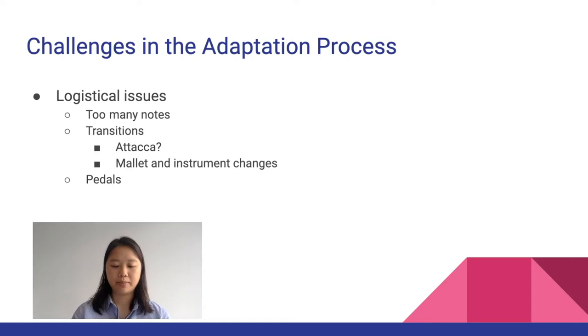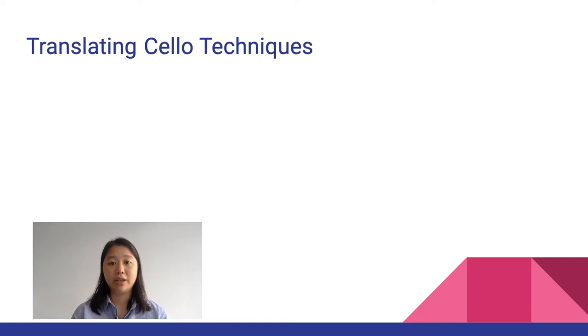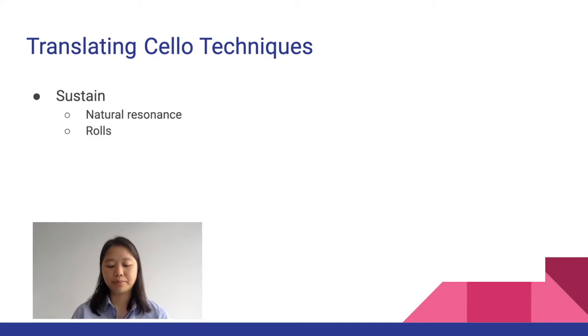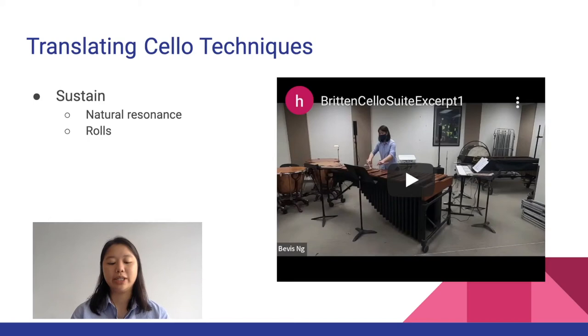Moving on to the next section, I will discuss the cello techniques one by one. Note that I did not assign one method to one technique. It depends on the context of the movement. The first one is performing a sustained sound, be it a long note or a tie. I dealt with sustain in three ways.